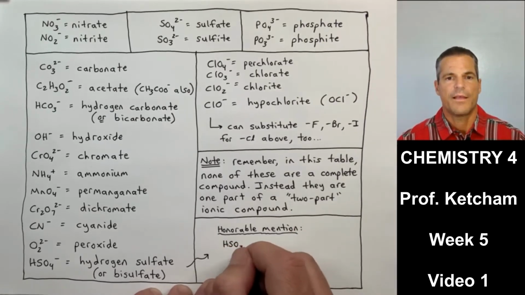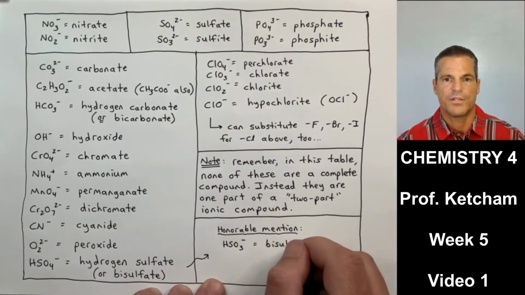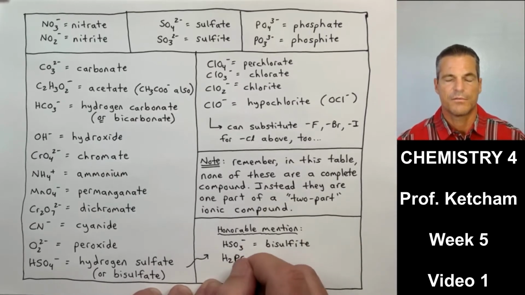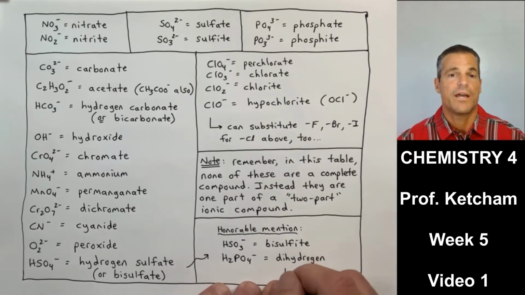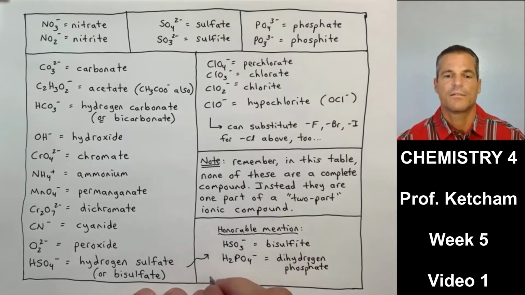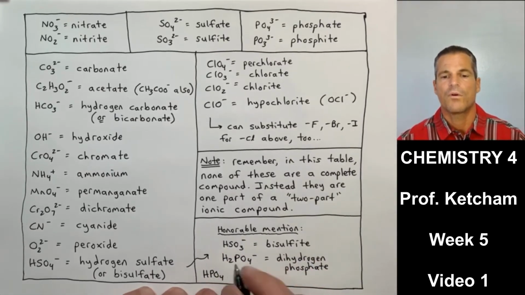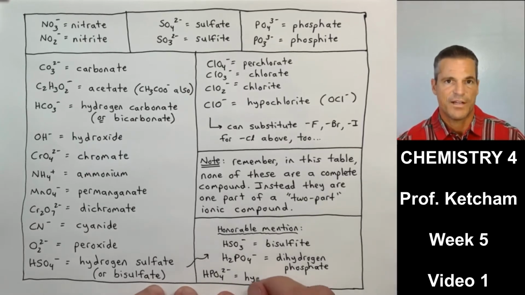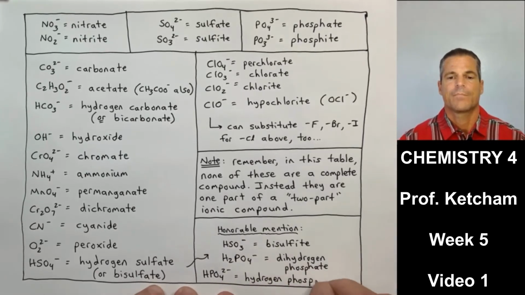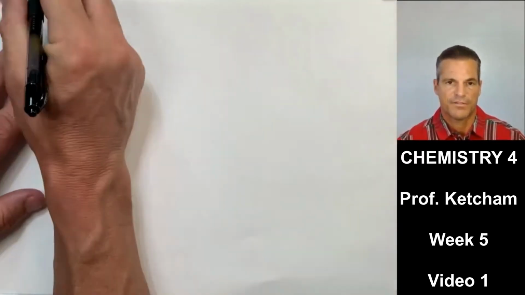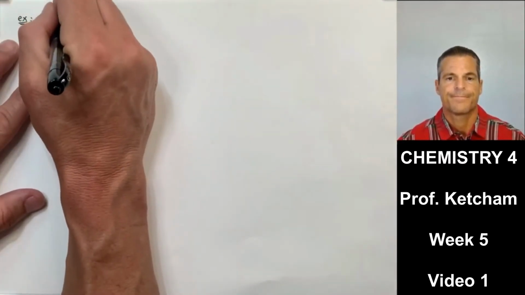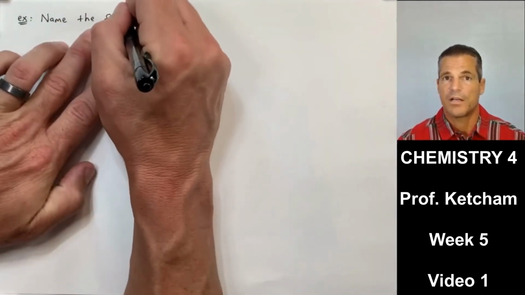Now, a few on here that I didn't mention that probably I should, we'll call it honorable mention, seldom seen but worth knowing. HSO3- is bisulfite. H2PO4-, dihydrogen phosphate. Then we have one last one here, which is HPO4 with a 2- charge, and that's hydrogen phosphate. All right. Those are the polyatomic ions that you need to know.